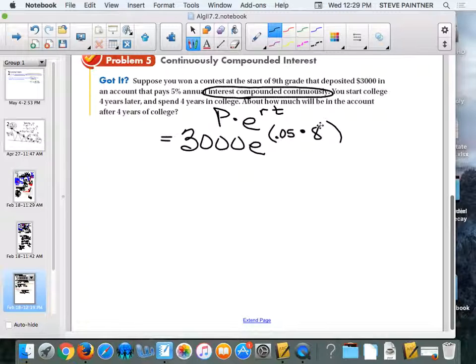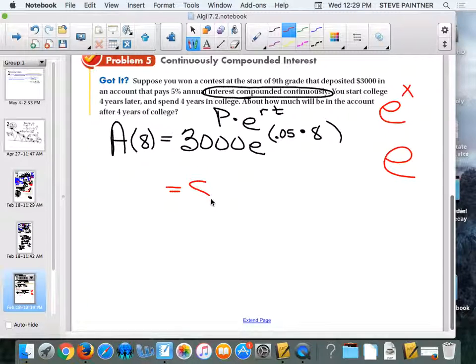I really, really want you to plug this into your calculator. What is the value of your account after 8 years? If anything, before you walk out of this door, please punch this in. Find that button on your calculator. It looks like this, e to the x, or it just might simply be e on your calculator. Your $3,000 turns into what after 8 years?